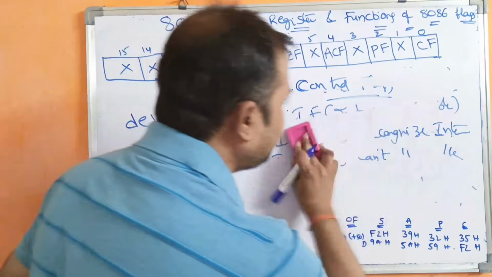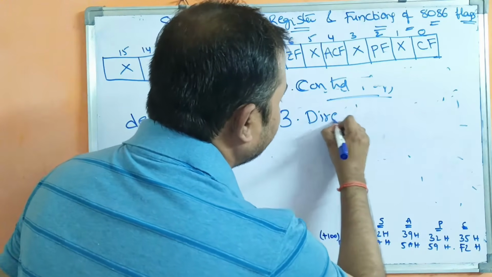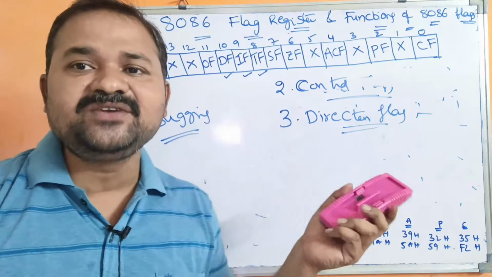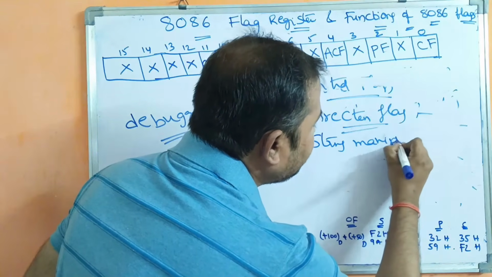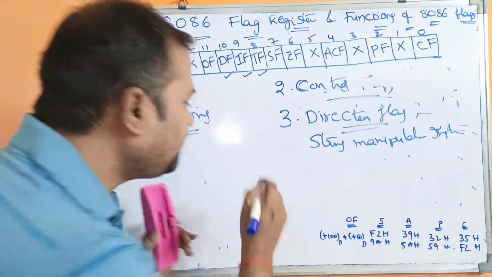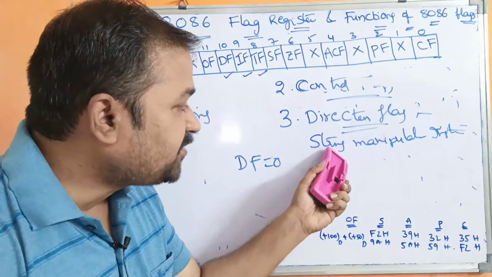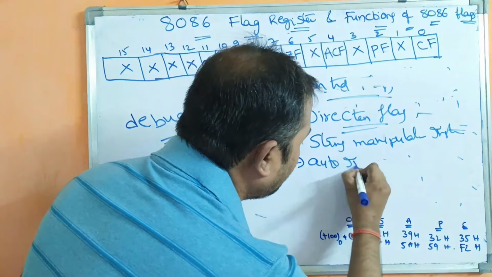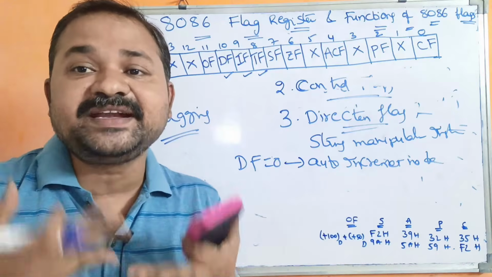Now let us see the last one, that is DF. DF means direction flag. The direction flag is mainly useful in performing string manipulation instructions. While executing string manipulation instructions, this DF flag is used. If DF is equal to 0, then the microprocessor executes string manipulation instructions in auto increment mode. Auto increment mode means incrementation of the address.